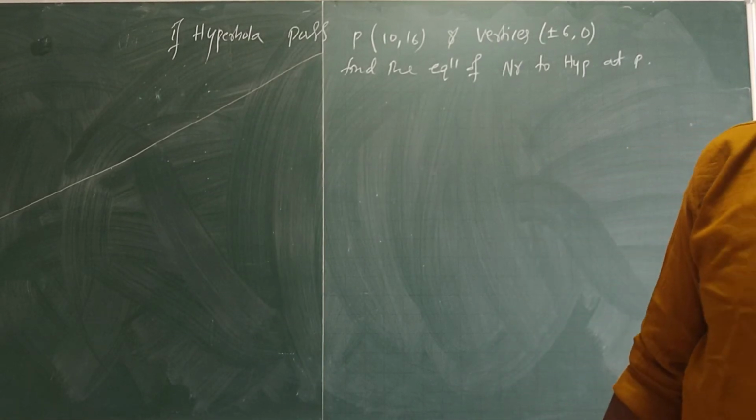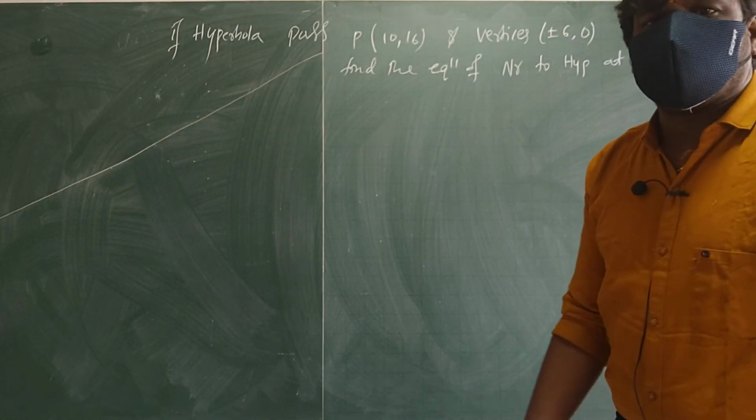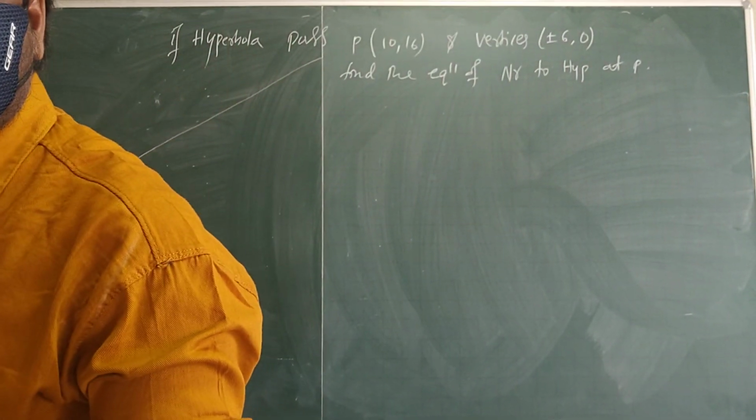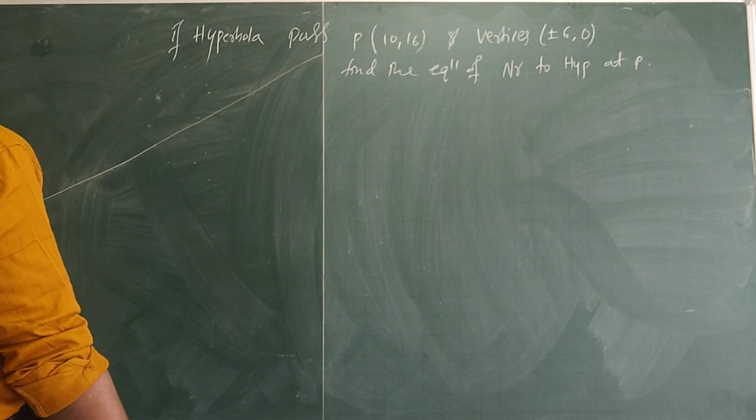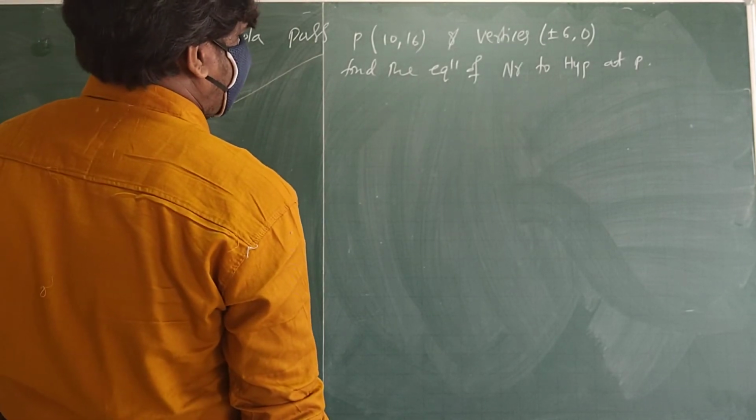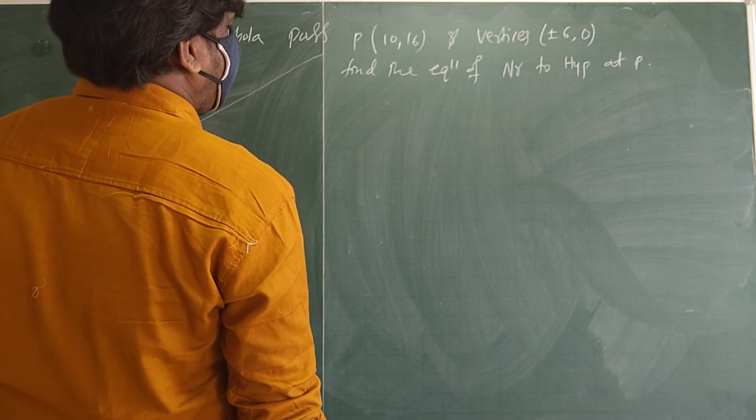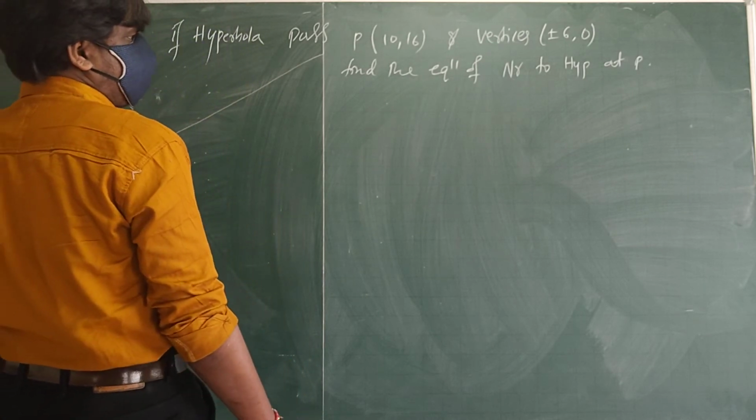See the question related to tangent and normals, last question. The question says: if a hyperbola is passing through a point (10, 6) whose vertices are (±6, 0), find the equation of the normal to the hyperbola at point P.